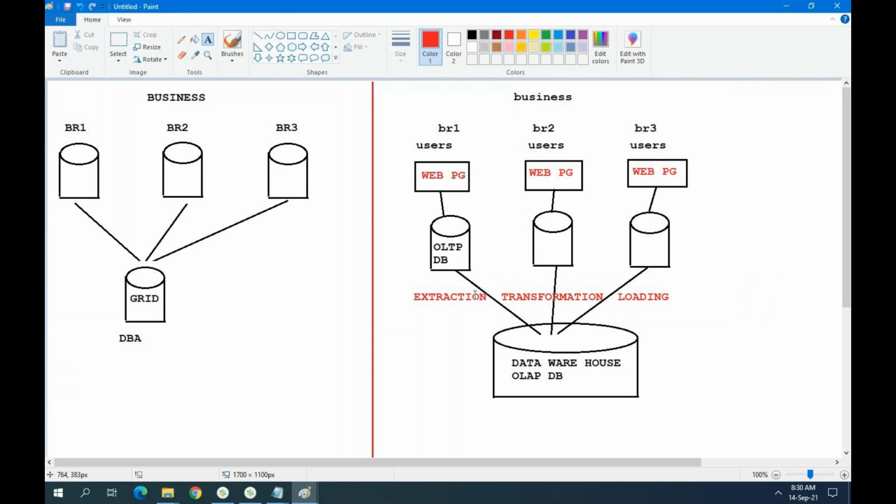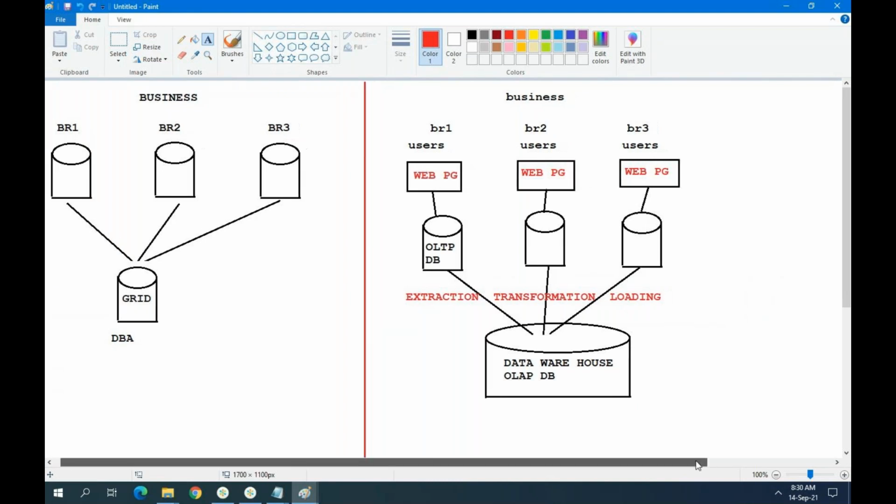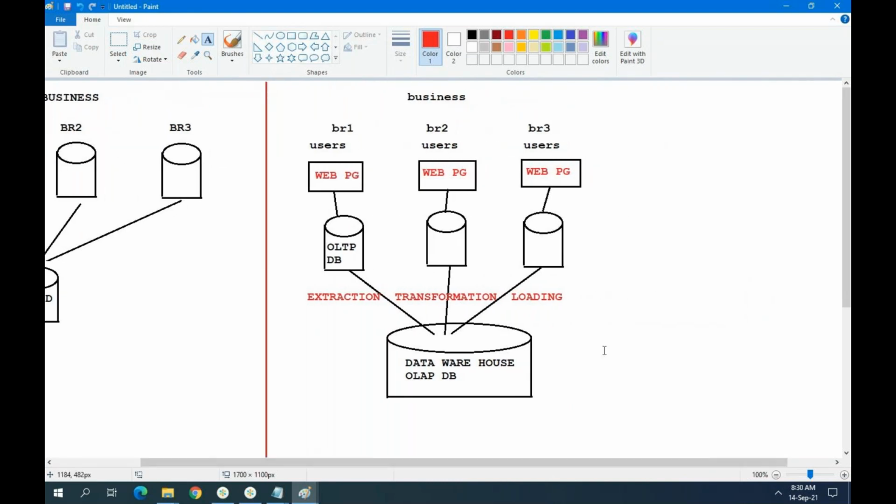So extraction means taking data from OLTP, applying changes, and finally loading data into the data warehouse. Observe clearly, guys. This is known as OLTP. Why is it known as OLTP?